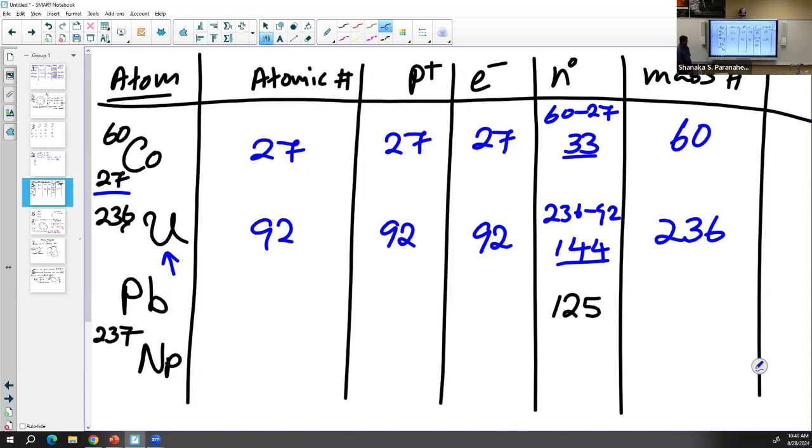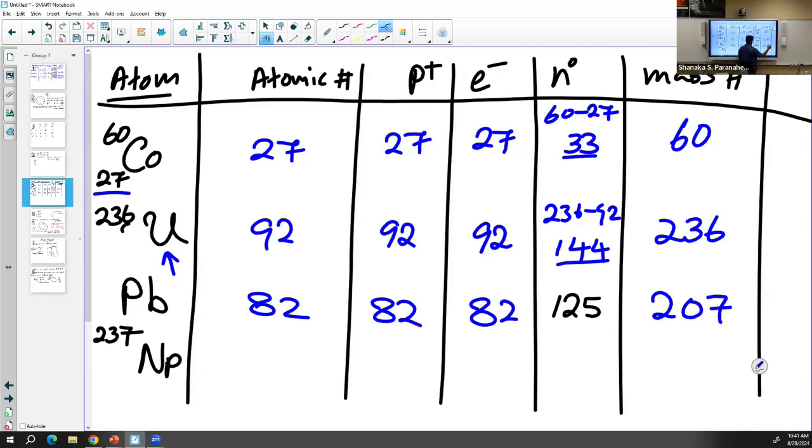Next one, lead. I didn't give you the mass number, so I gave you the number of neutrons. If you need to count all subatomic particles, you need at least the number of neutrons or the mass number. You need one or the other. So we can fill the first three. Atomic number is 82, protons 82, and electrons 82. Now we find the mass number using the neutrons and the number of protons. 82 plus 125 is 207.